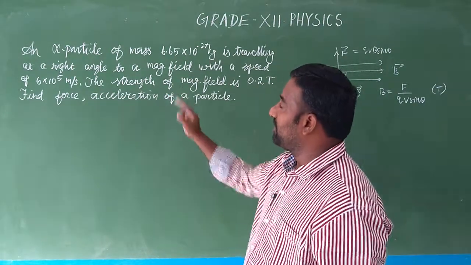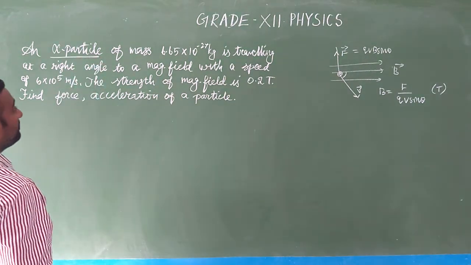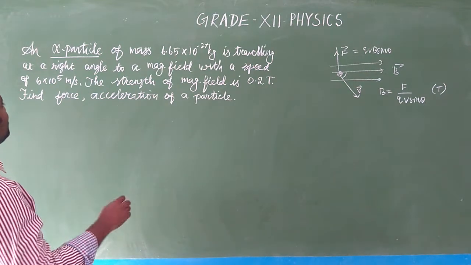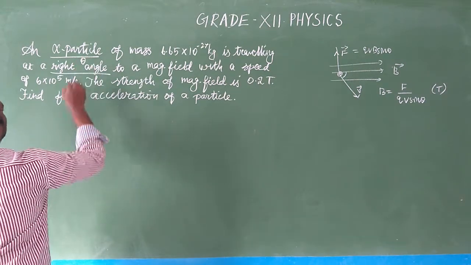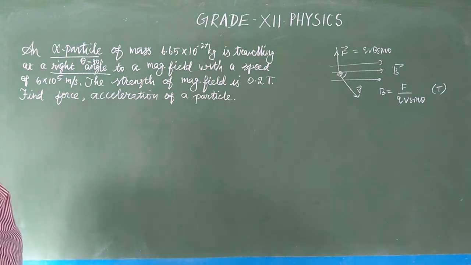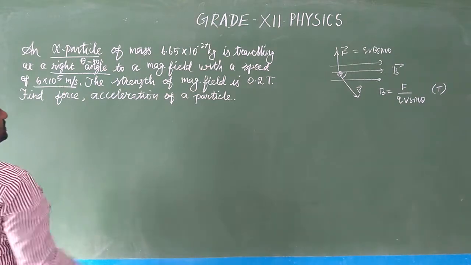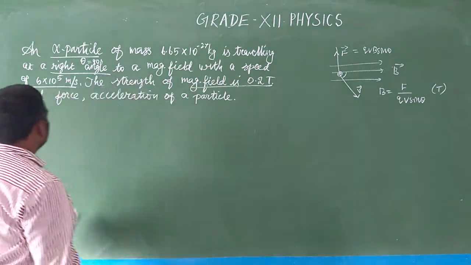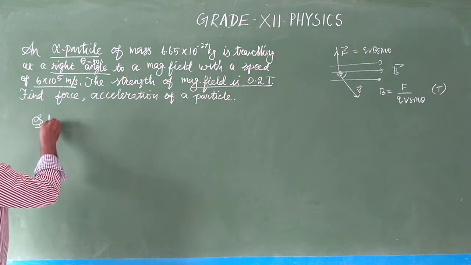An alpha particle of mass 6.65 into 10 to the power minus 27 kg is traveling at a right angle to a magnetic field. What is the right angle? It is theta equal to 90 degrees. The speed is also given, and the strength of the magnetic field is 0.2 Tesla. Find the force and acceleration of the particle. Okay, look at the solution.